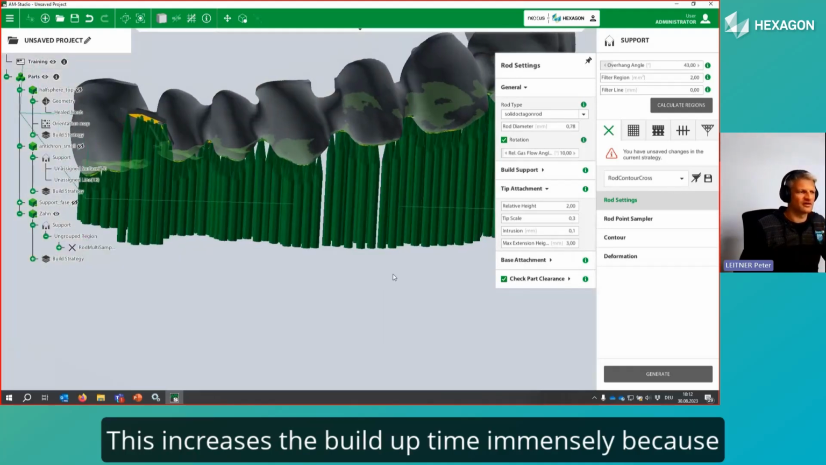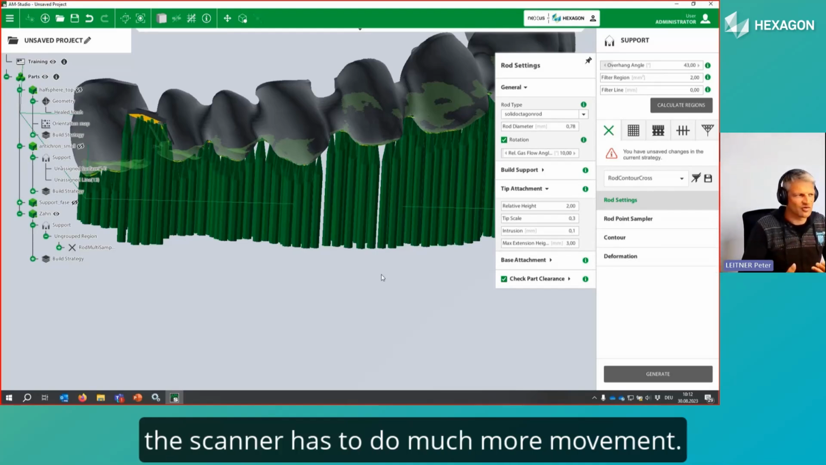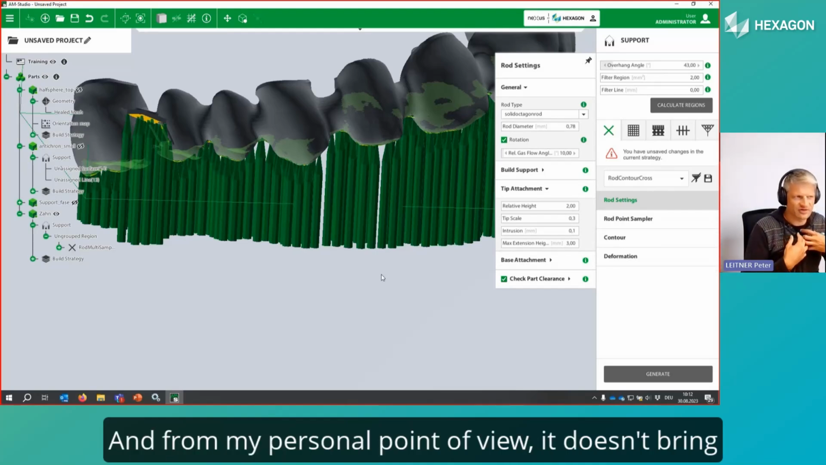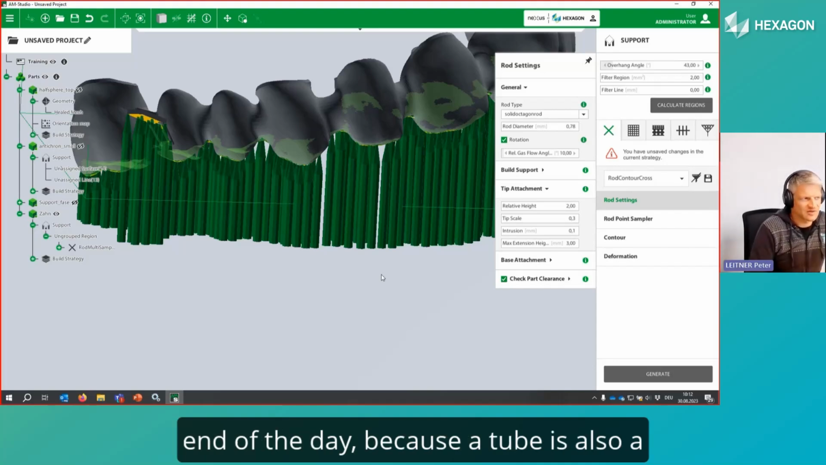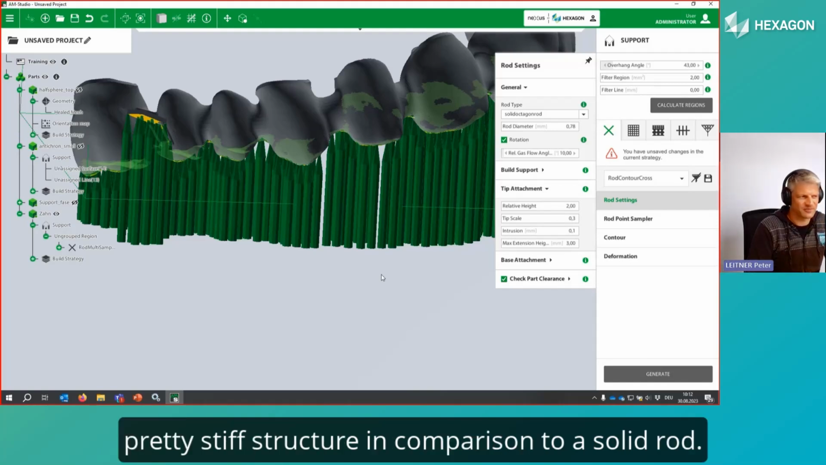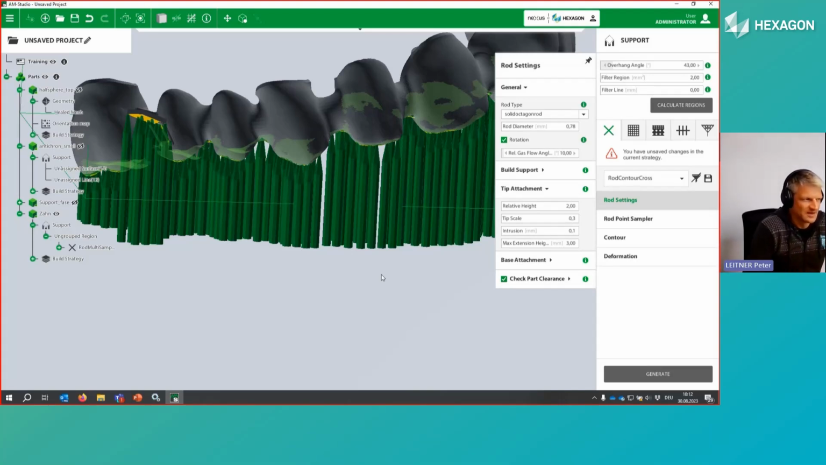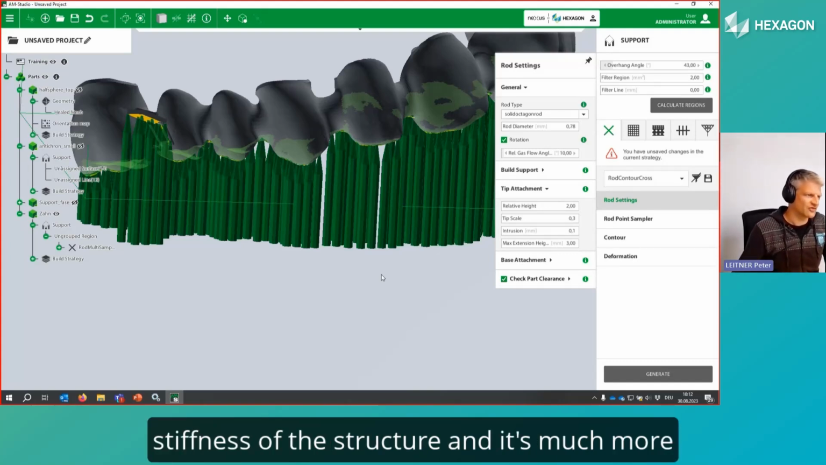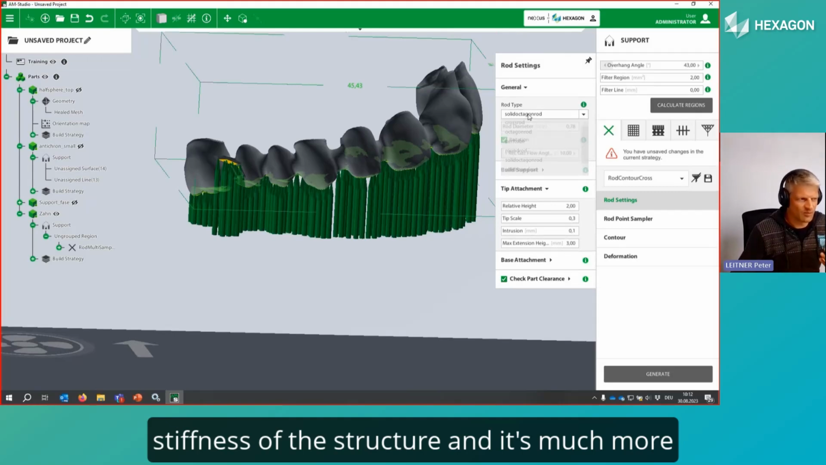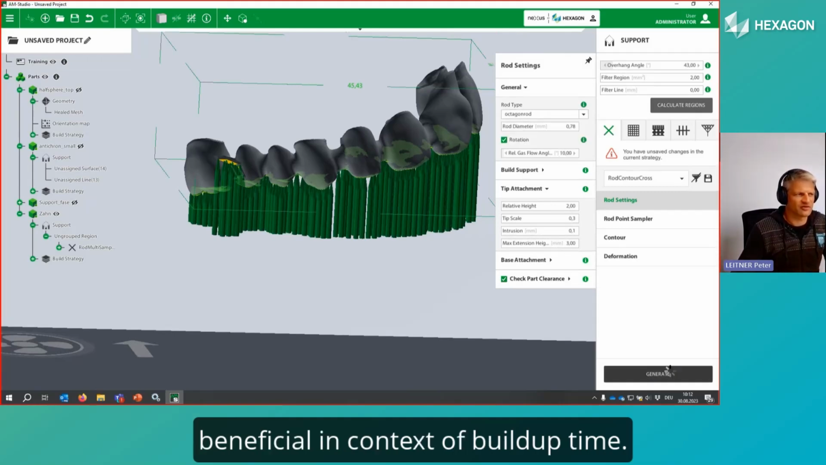This increases the build-up time immensely because the scanner has to do much more movement. And from my personal point of view, it doesn't bring you the benefit that you wanted to achieve at the end of the day, because a tube is also a pretty stiff structure in comparison to a solid rod. There's not a big difference in the stiffness of the structure, and it's much more beneficial in the context of build-up time.